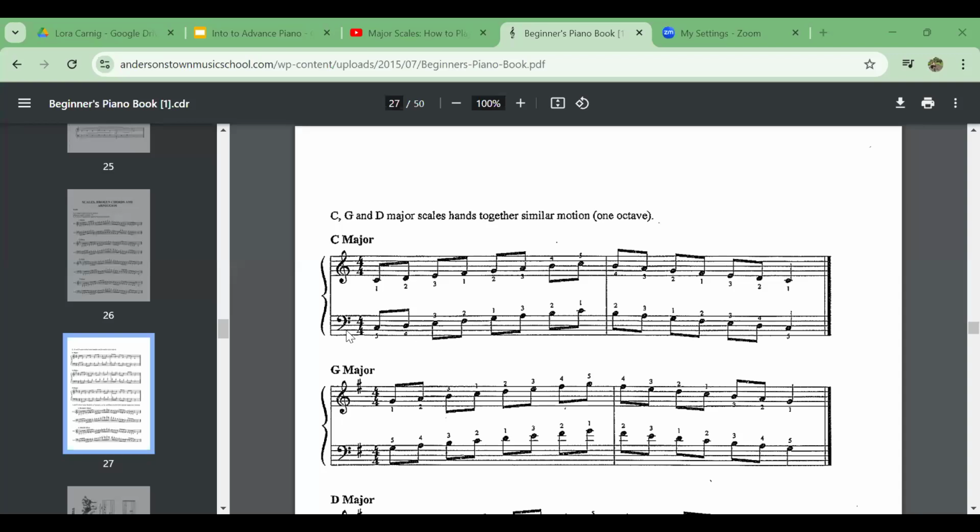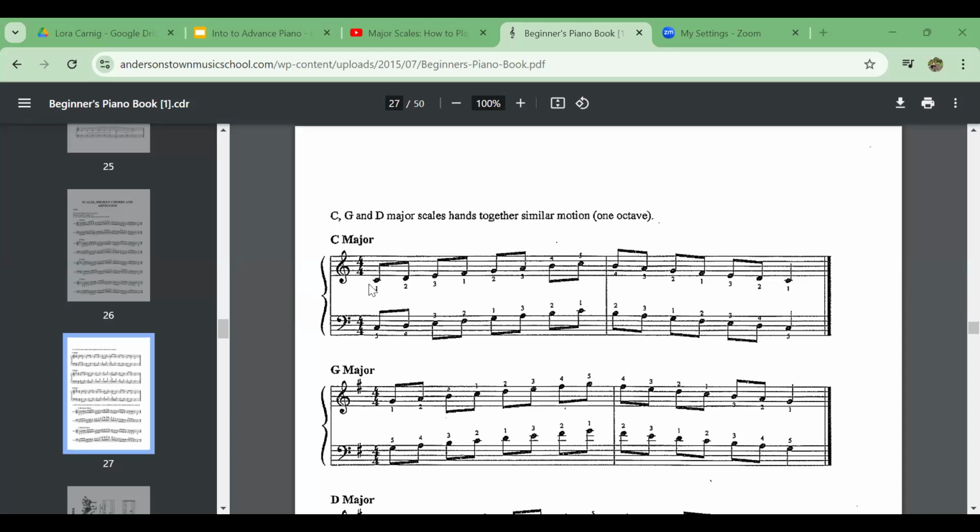Okay, so here they have a little number that's showing the number of the finger next to each note. So first we have C major scale, which is the scale I assigned last time. So use this. Maybe you want to try one hand at a time.